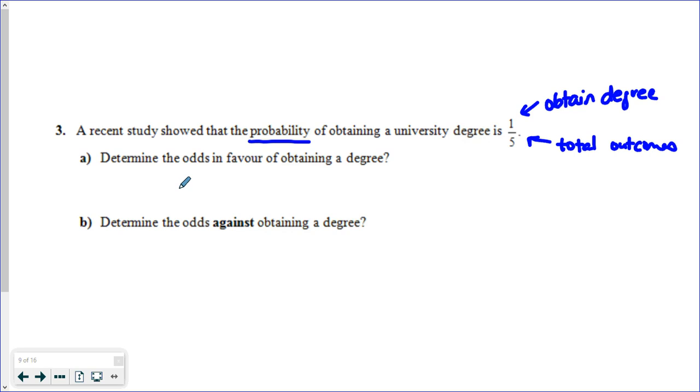So determine the odds in favor of obtaining a degree. So we need to convert from probability to odds here. So again, 5 was our total outcomes. So if we've said 1 in 5 people obtain a degree, that means 4 in 5 people do not obtain a degree. So for our odds in favor of obtaining a degree, that would be 1 obtains a degree to 4 do not obtain a degree.